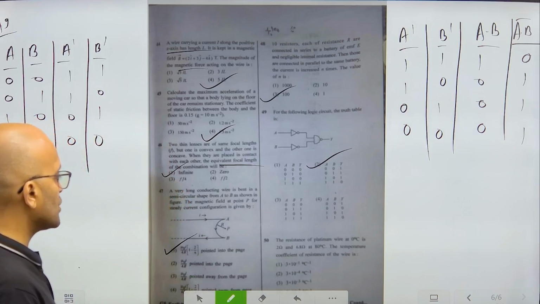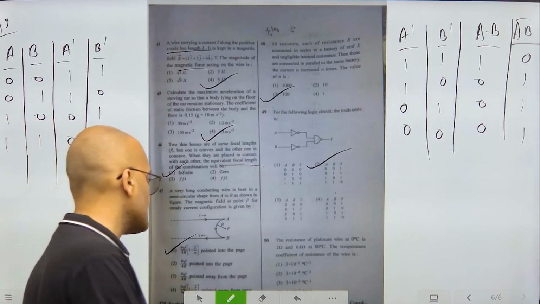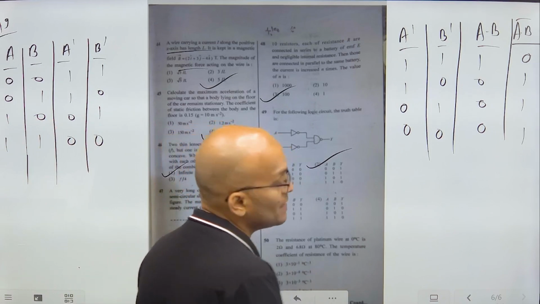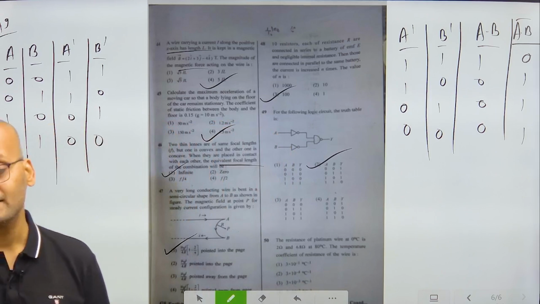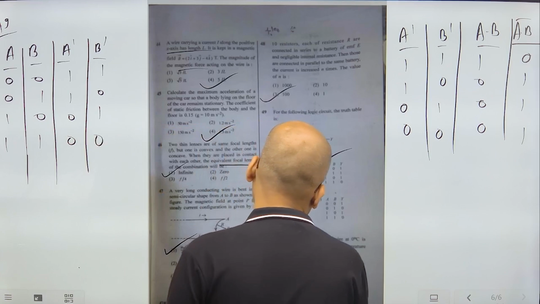Okay, last question. The resistance of platinum wire at 0 degrees is this and this at 80 degrees. Temperature coefficient: R is equal to R0 into 1 plus alpha T. You can solve it. Answer will come out as 3 into 10 to the power minus 2.